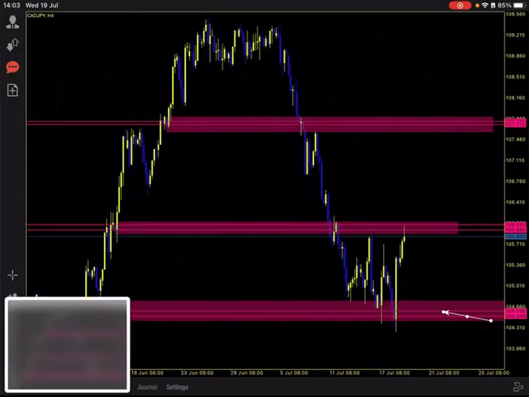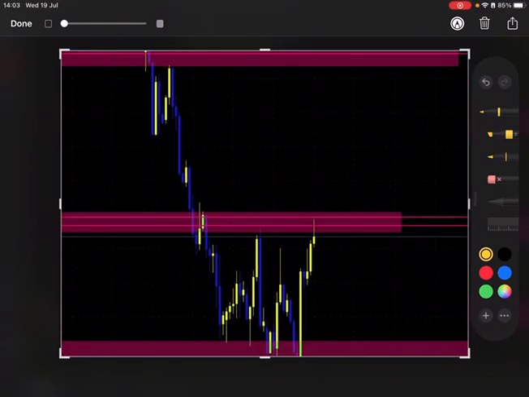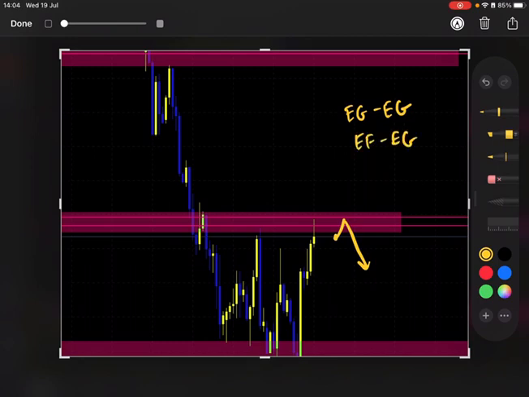Okay, so now CAD JPY, what can it do? Now that it's dropped a little bit, just wait for the price to retrace back. Try to find your setups over there, and if you can catch it, then you can enter. Make sure you wait for the setup to complete, meaning if it's an EG meets EG, whether it's M5 or M15, fine. EF, EG, or EF, EG, EG.